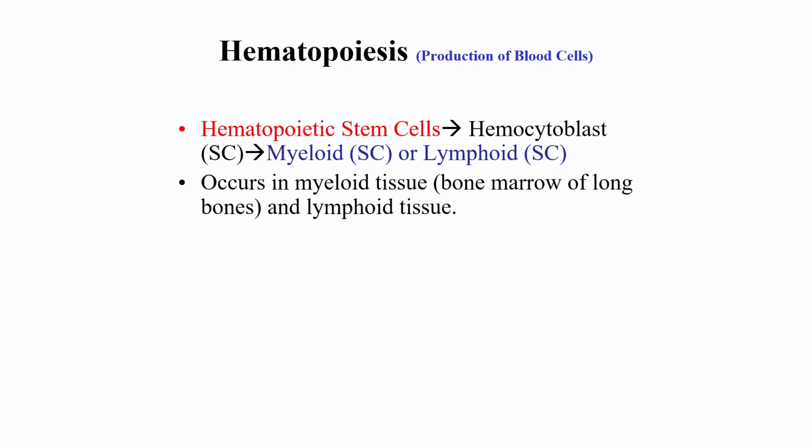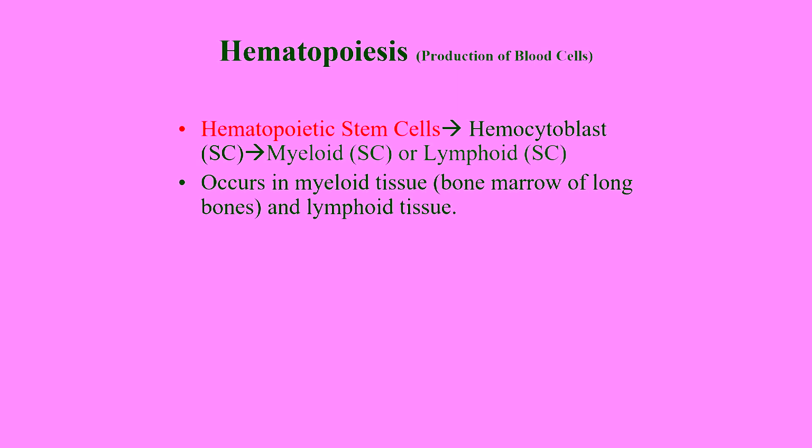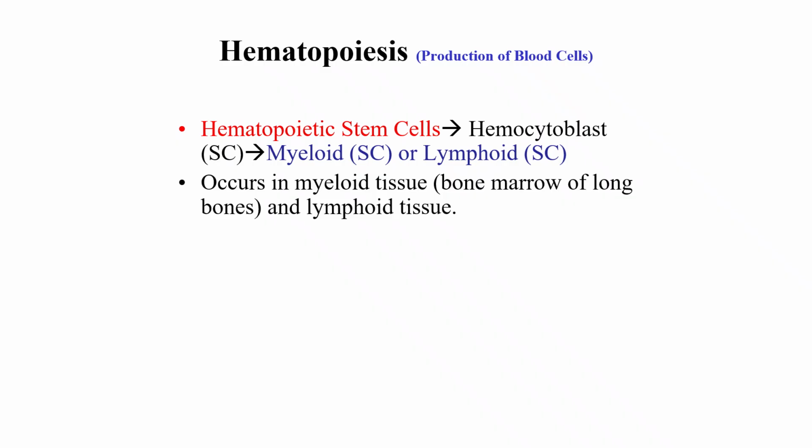Blood cells are created from a process called hematopoiesis. All of our cells are always going to originate from a stem cell. So when we talk about the production of blood cells, it's going to be some type of hematopoietic stem cell that will differentiate into another stem cell. In this particular case, it is the hemocytoblast.